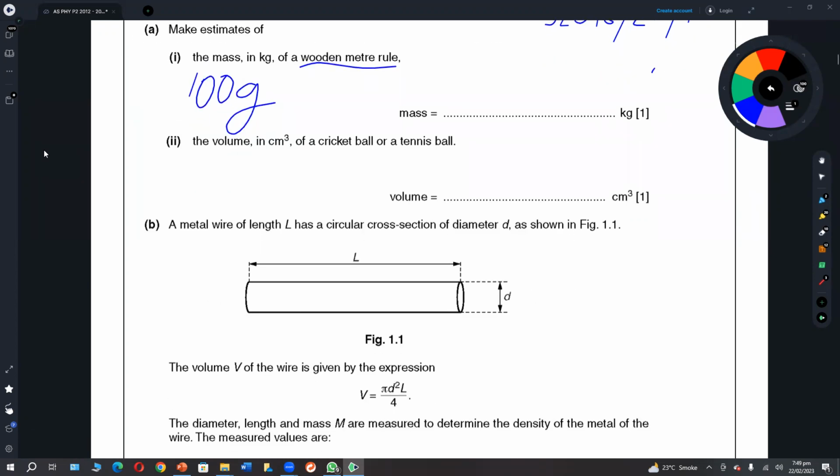The volume of a cricket ball or a tennis ball. Now, this is a bit challenging question because cricket ball, you have seen it many times, but it's not so simple to get its volume until you assume that the cricket ball is a sphere and the formula for a sphere is 4/3 pi r cube. In diameter, it will be less than half a meter. It's very small.